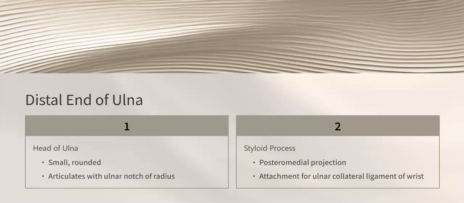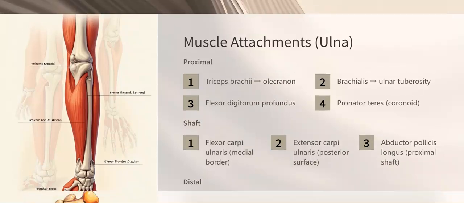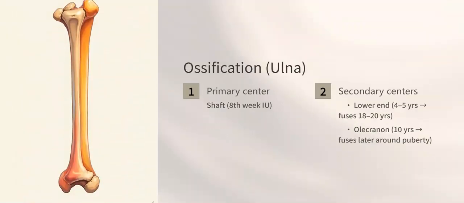D. Muscle attachments. Proximal: triceps brachii, brachialis, flexor digitorum profundus. Shaft: flexor carpi ulnaris, extensor carpi ulnaris, abductor pollicis longus. Distal: pronator quadratus. E. Ossification. Primary center in the shaft at the 8th week IU. Secondary centers: lower end at 4 to 5 years, olecranon around 10 years.